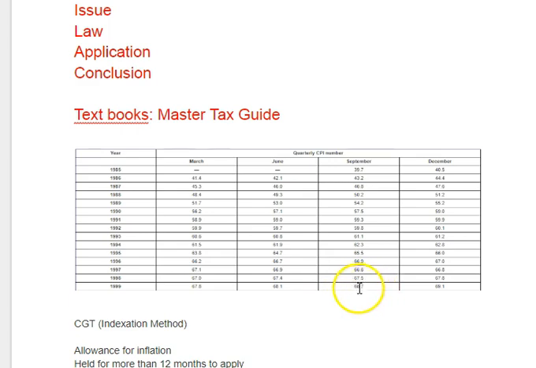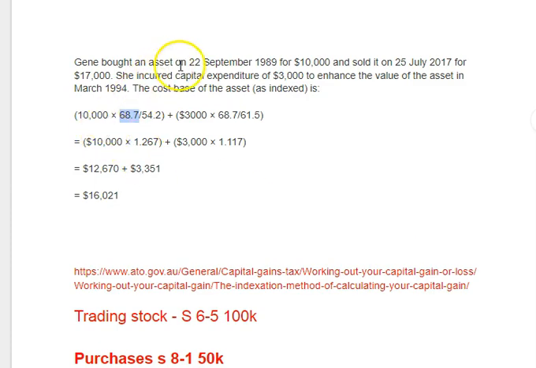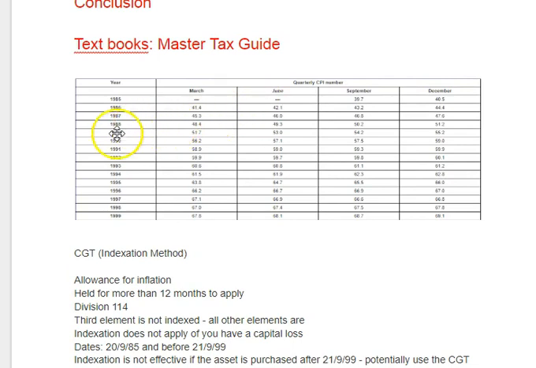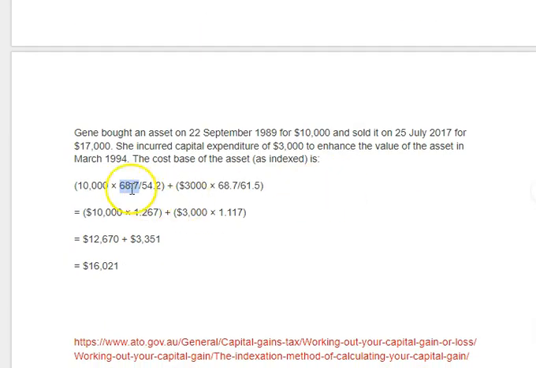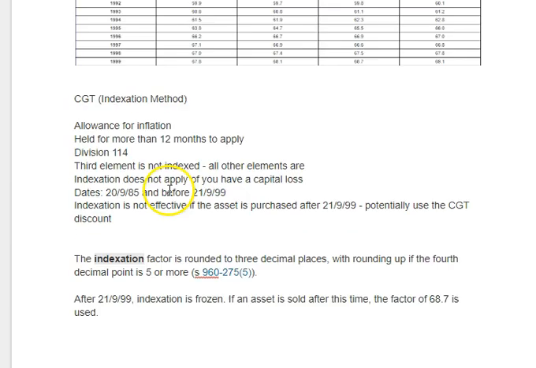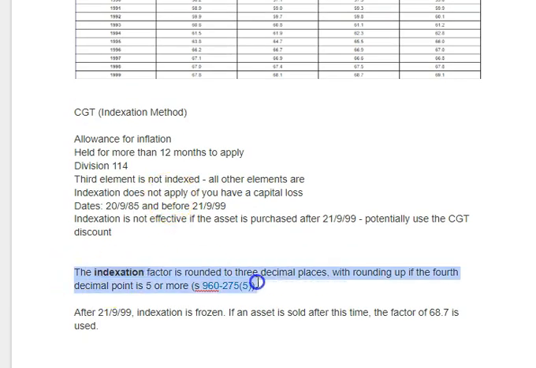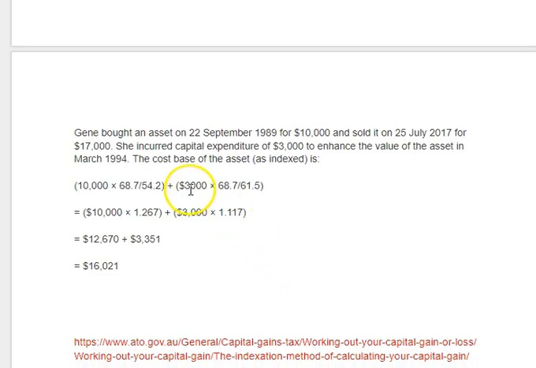That's the frozen quarter. We now go back 22nd September 1989. September quarter, 54.2. It's that one there. 68.7 divided by 54.2. You can do that in the calculator. That will give you a rounded indexation factor of 1.267. Now you must round to 3 decimal places following the rule here.